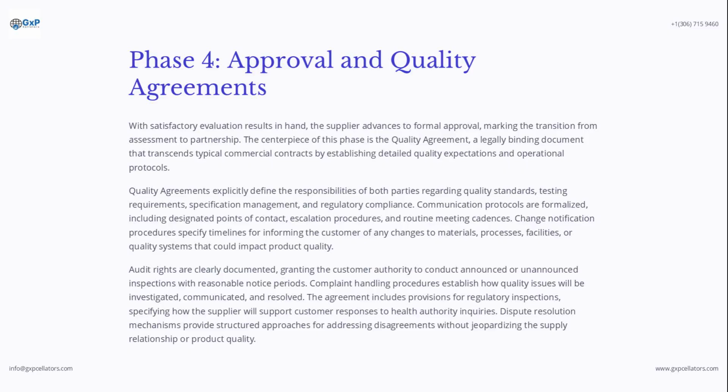Approval and quality agreements formalize supplier relationships, ensuring compliance with regulatory standards. These agreements outline expectations and responsibilities, fostering a reliable supply chain.